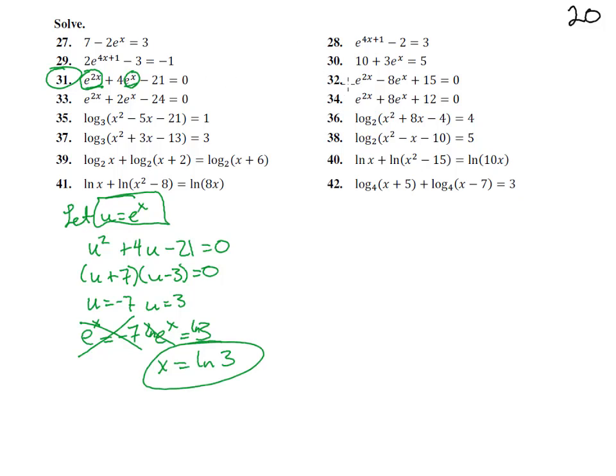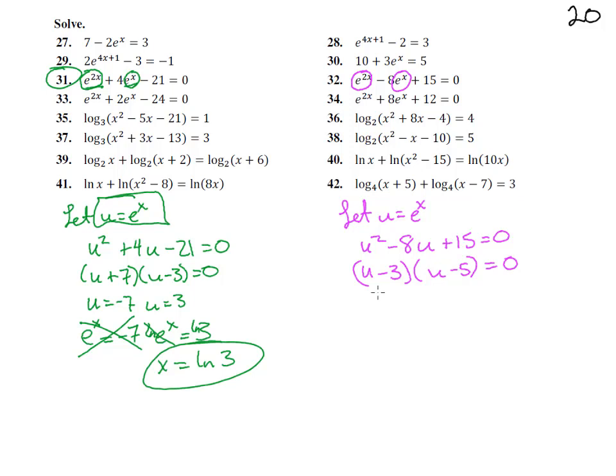Let's do number 32. Again, we have an e to the x here and an e to the x squared. So e to the 2x right there. So let u equal e to the x. So we get u squared minus 8u plus 15 equals 0. Hey, we know how to solve that one. We get u minus 3, u minus 5, and u equals 3, u equals 5. Take this mask off and we get e to the x equals 3, e to the x equals 5. Both of those will produce solutions.